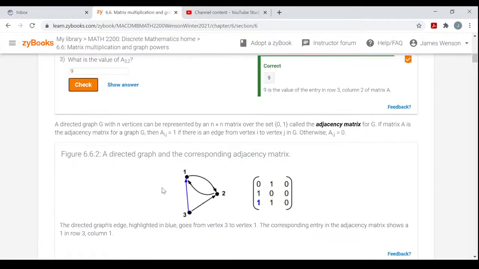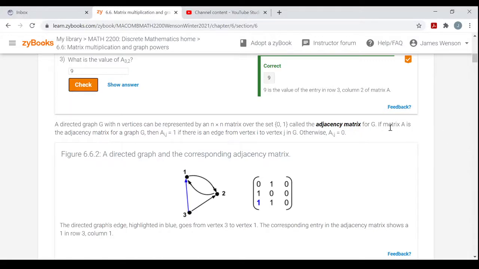Okay. Now, as I've mentioned before, you have seen the term adjacency matrix before. We have expressed graphs using matrices before. So here's a rehash of that. A directed graph G with n vertices can be represented by an n by n matrix, a square matrix, over the set 0, 1. So all the entries of the matrix will be either 0 or 1, called the adjacency matrix for G.